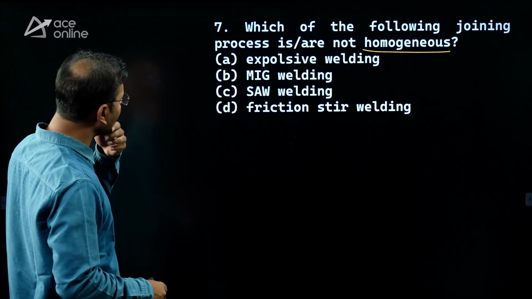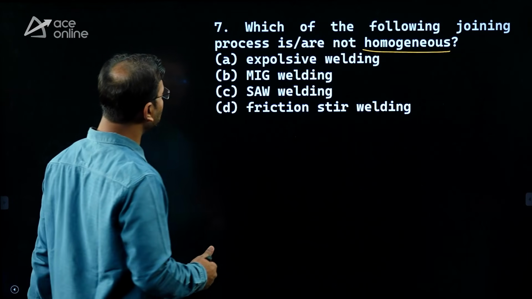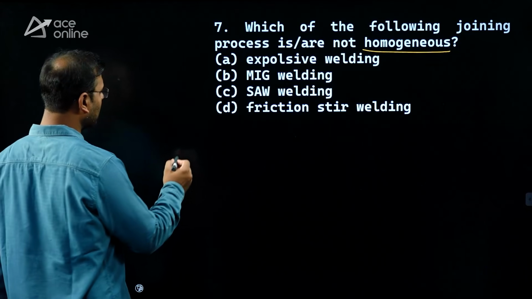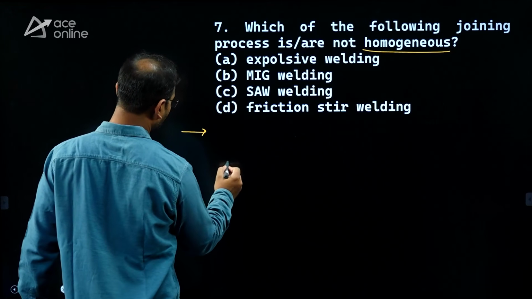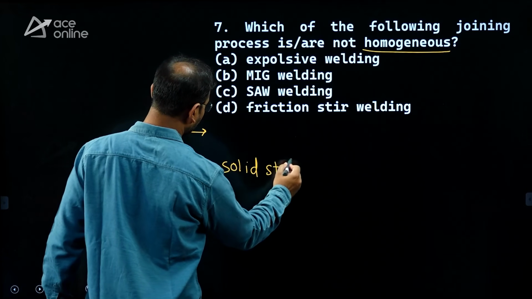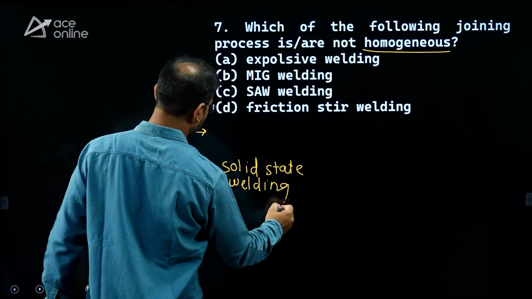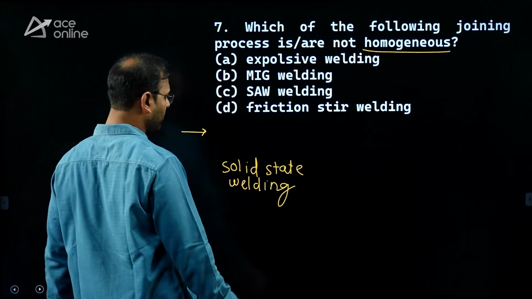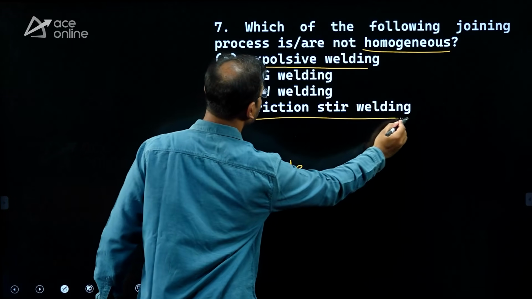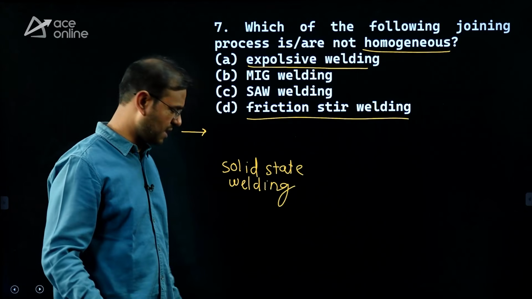Then how many methods are there where we are not using filler rod or not supplying material? Guys, in solid state welding, we are not supplying the molten metal, we are not using filler rod. Here you can see that explosive welding and friction stir welding are solid state welding. We are not supplying the extra material.